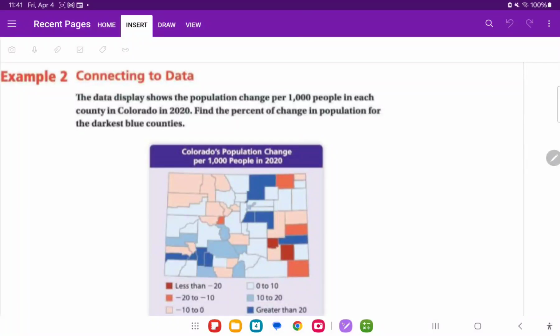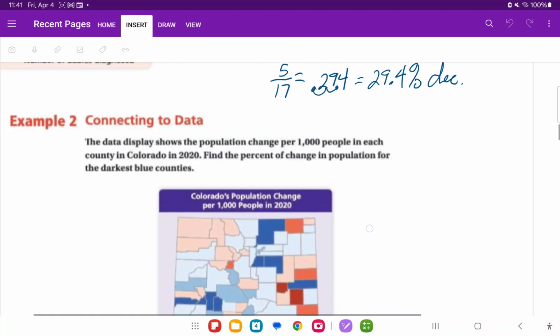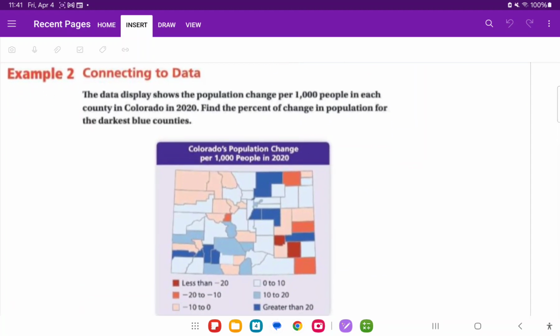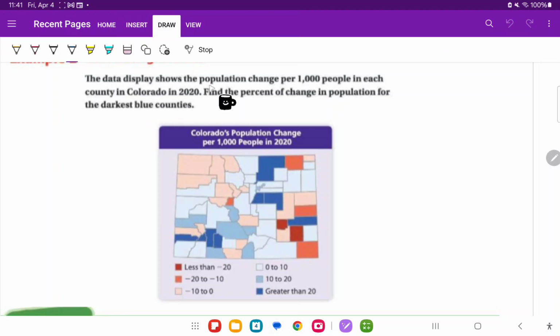Okay, so we're going to start here on example 2, looking at the percent of change. The data display shows the population change per 1,000 people in each county in Colorado in 2020. Find the percent of change in population for the darkest blue counties. Now, since this says per 1,000 people, that tells us that our original amount is going to be just a standard 1,000 people, okay?